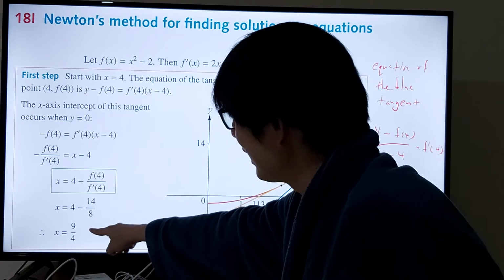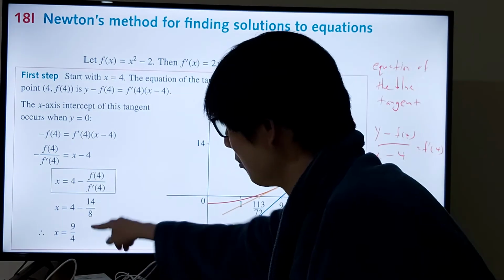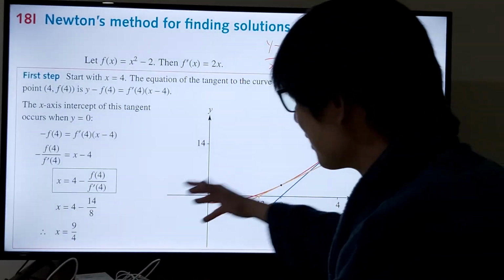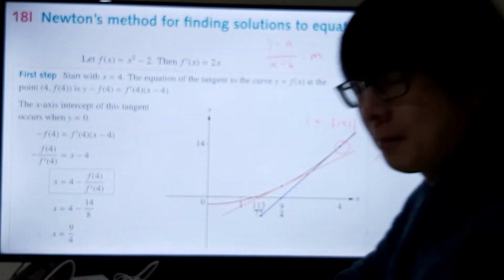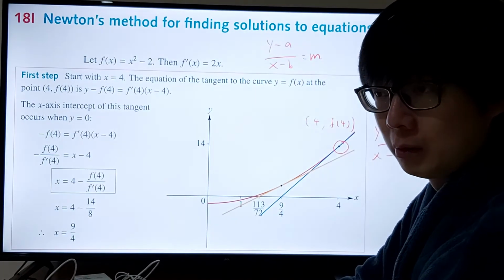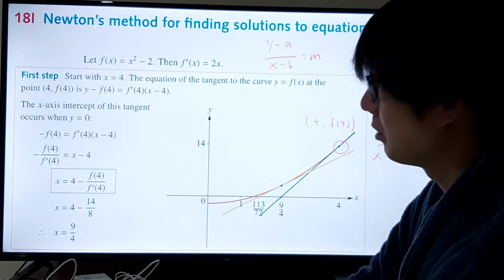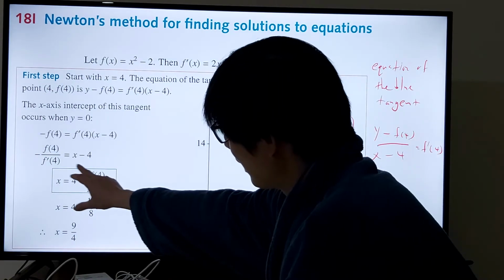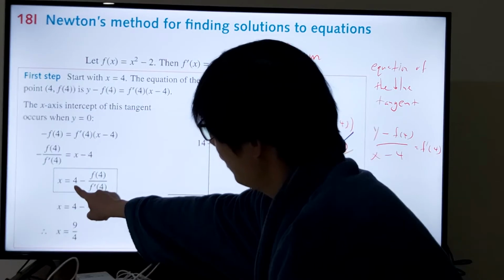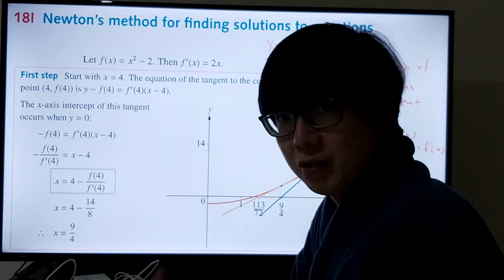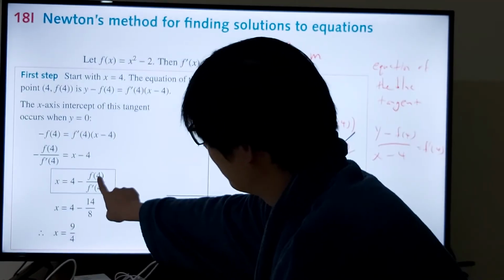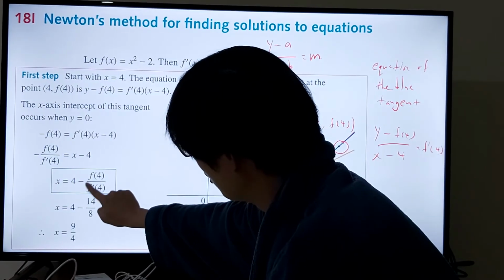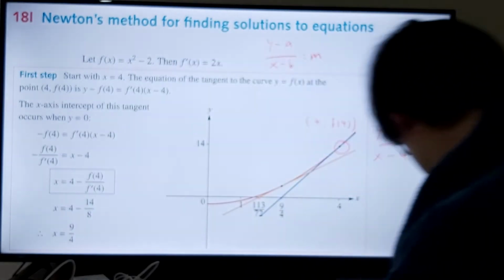So from this, you get a better answer. My original answer was 4, which I assumed, and it's not right. So I got a better answer, which is 9 over 4. If you're not happy with 9 over 4, you repeat the process. So you can see that this is actually the relationship. 4 is the first number that you choose. If you choose 5, then this will be f(5) over f prime(5). If you choose 10, then this will be f(10) over f prime(10).